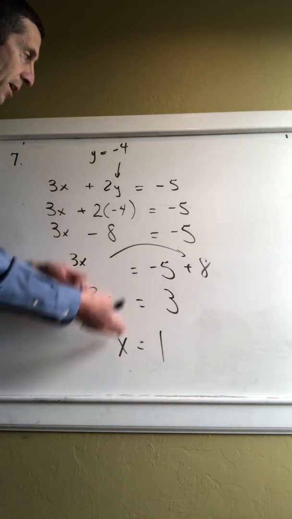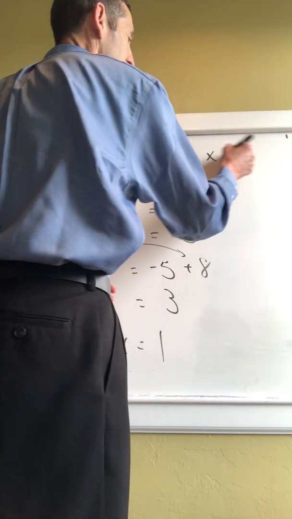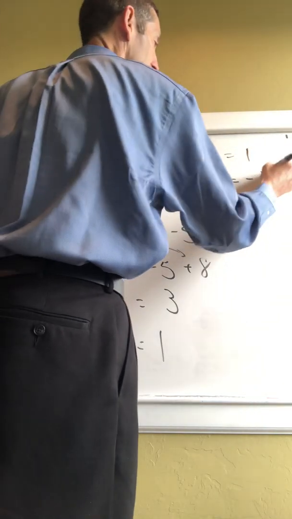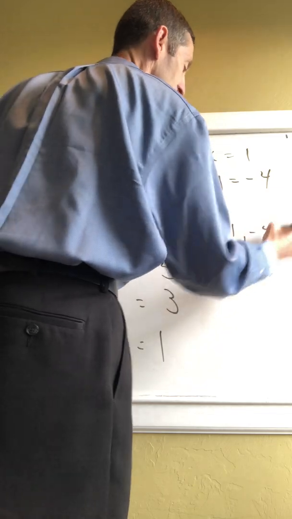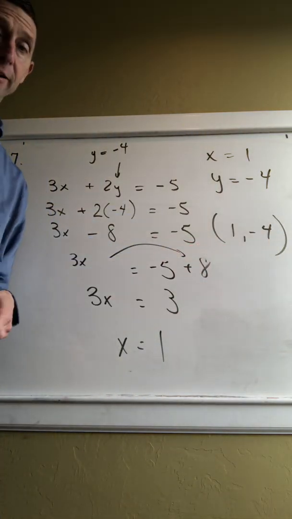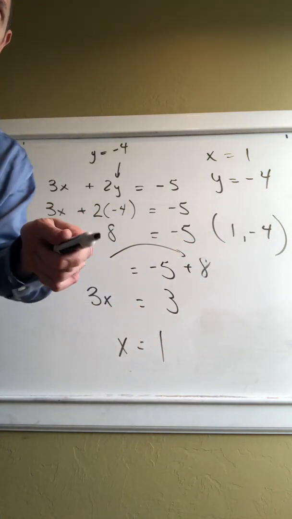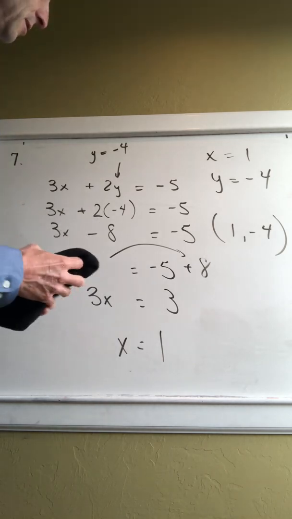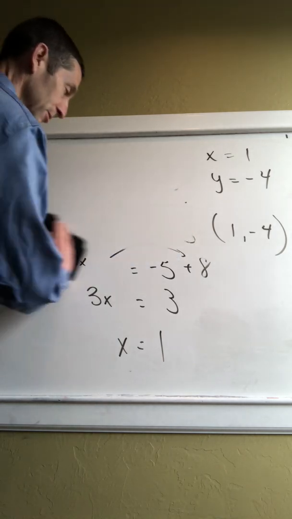So you need an answer for x, you need an answer for y. Here's x equals 1, here's y equals negative 4. And we've written it as an ordered pair. We are looking good. This is solving by elimination. All right, I'm about to make your life worse.